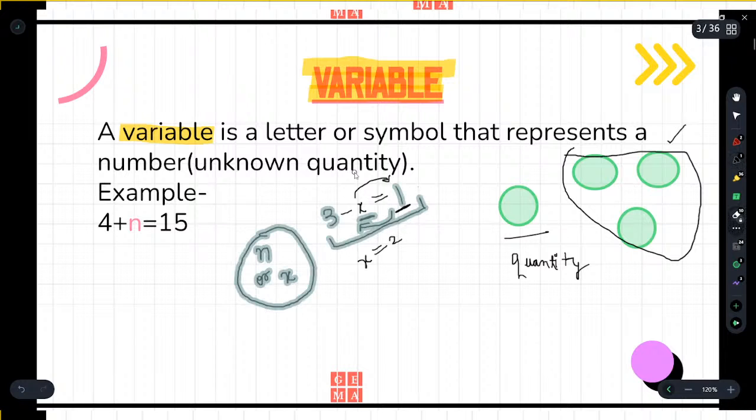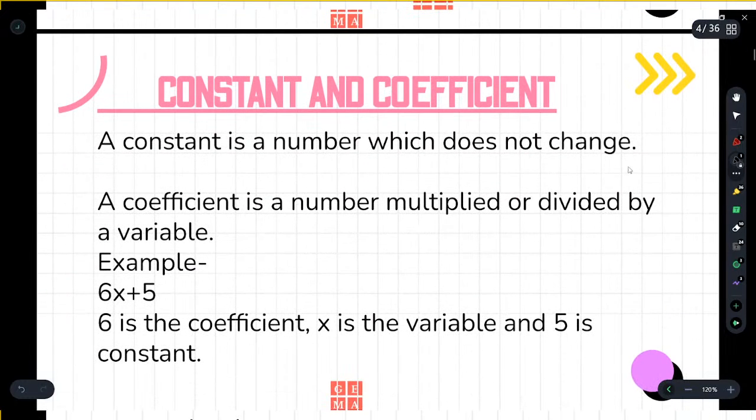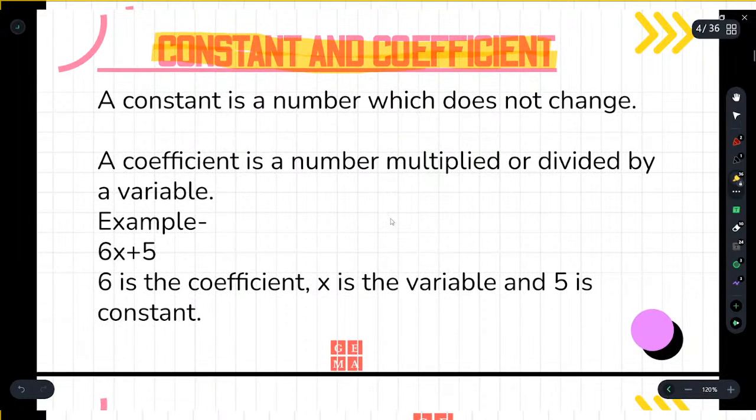In algebra, we find out the unknown quantity and we name the unknown quantity as x or n or any alphabet. So let's start with it: 4 plus n is equal to 15. We don't know what n is, but we can find it out by using this algebraic expression. Let's move on. What are actually constants and coefficients?